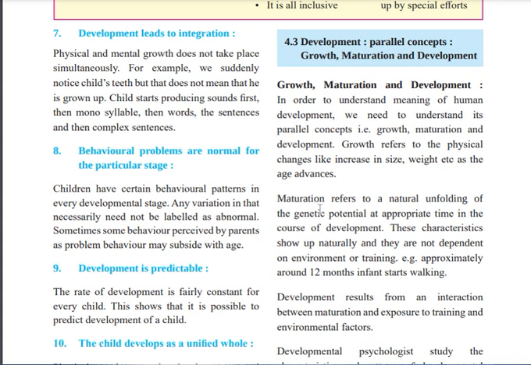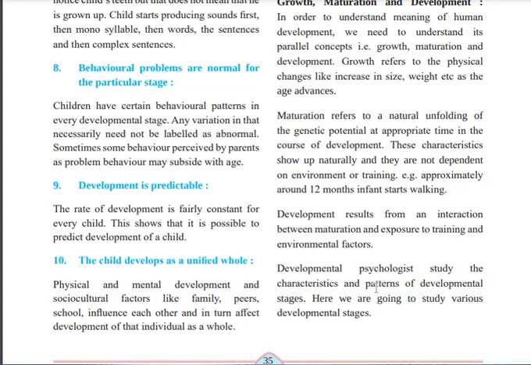Approximately a 12 months infant. Okay, so maturation, you have used this word many times, like right now my age is this much, like right now your age is this, but you are not mature, because according to the time period you have to behave like an adolescent, but still you are behaving like a child, which means you are not mature. And development results from an interaction between maturation and exposure to training and environmental factors.